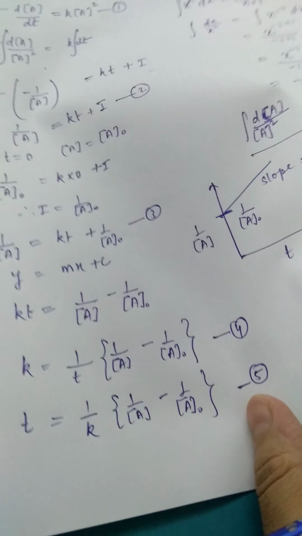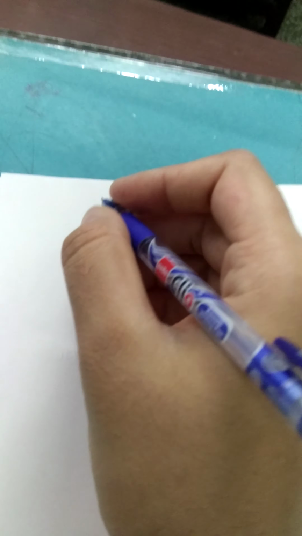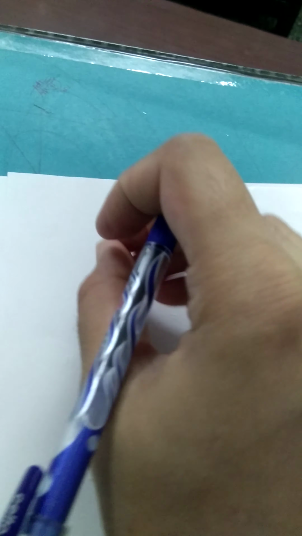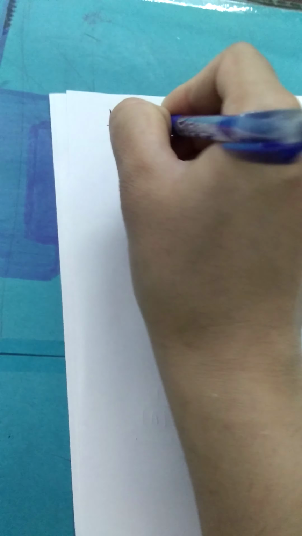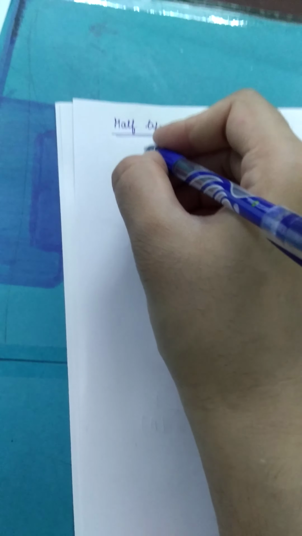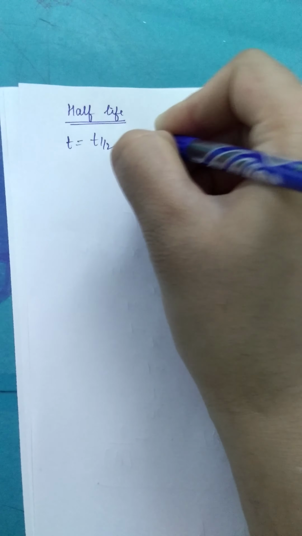Now comes the half-life. What is half-life? Half-life is the time at which the concentration of reactants becomes half of its initial concentration. So half-life, if we have to find out for second order reaction, it is the time at which your concentration of reactant becomes half of its initial concentration.